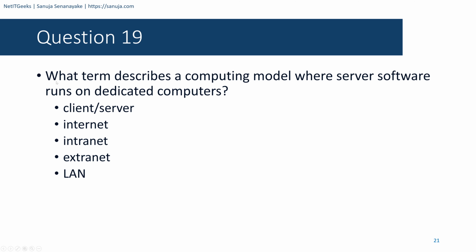So the answer should be client server, because the term describes the computing model where the server software runs on dedicated computers. Intranet, remember, sorry, intranet is the internal network. Internet is the internet we use. Extranet is one organization connected to another organization, and local area network is LAN. Sorry about that, I misspoke. It has to be client server. Again, this is one of those places where you can do process of elimination.